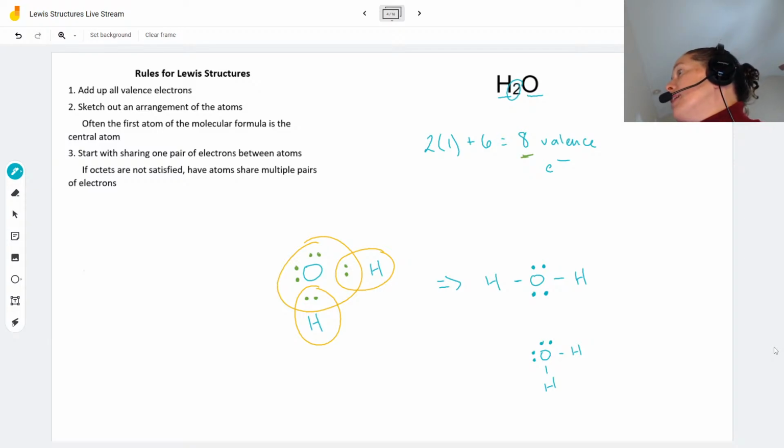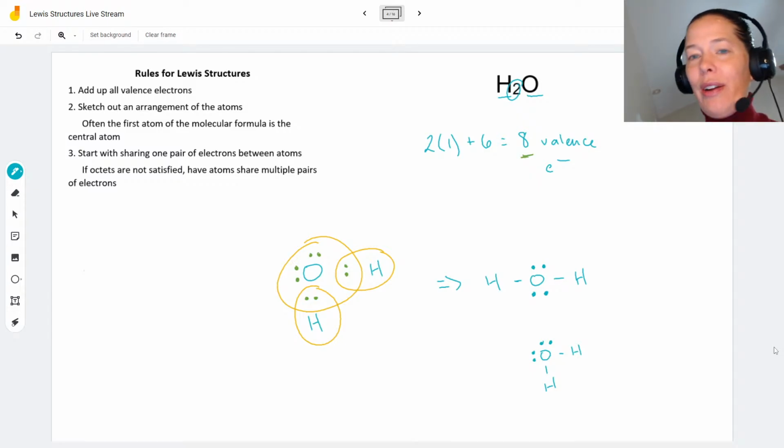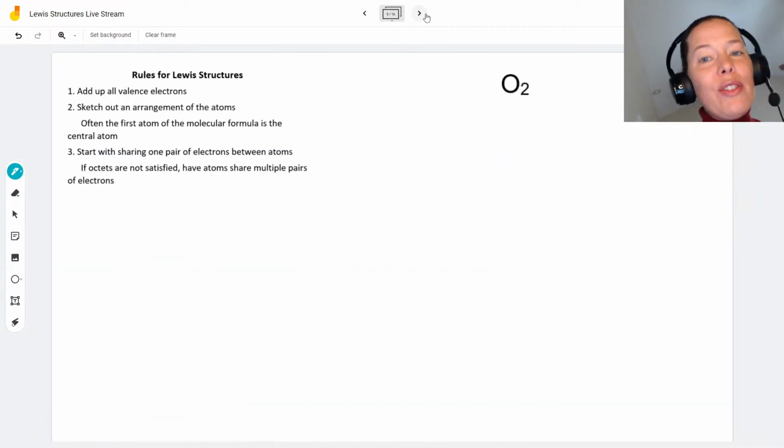Okay, let's see if there are any questions. Yes, water is generally an easy one, but it's nice to see that the rules we have and the steps that we take work for making the Lewis structures. Okay, so that is water. Let's move on to our next one.